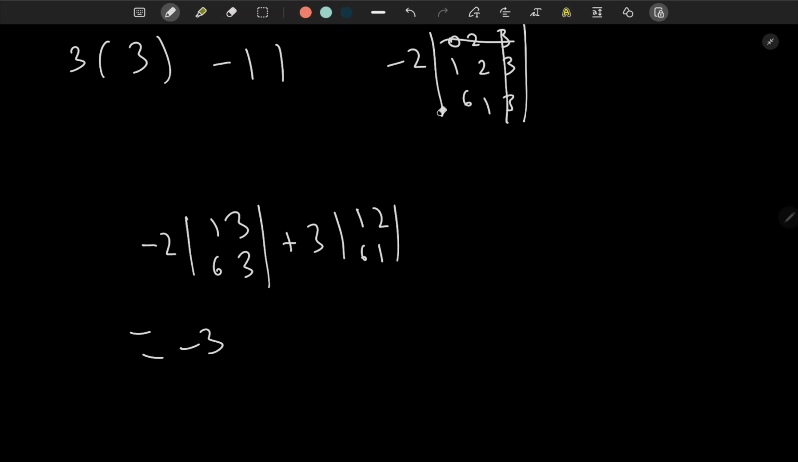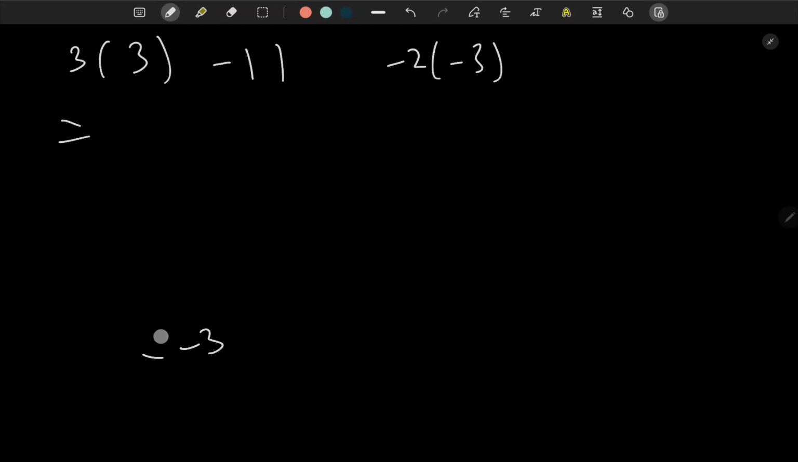And now we can remove this matrix here and just write here -3, and the final answer of the determinant of this question is going to be 4.